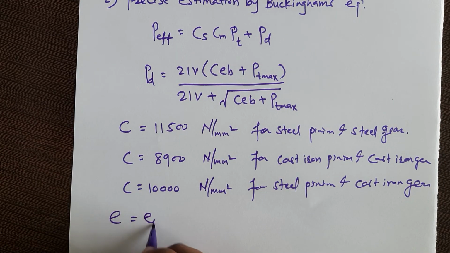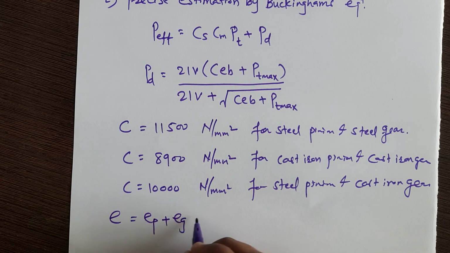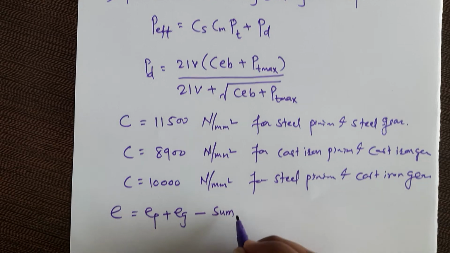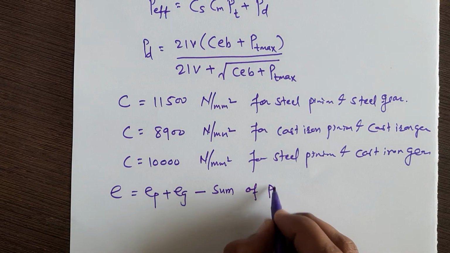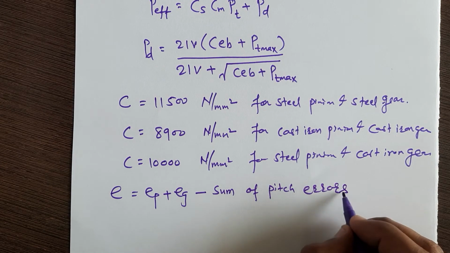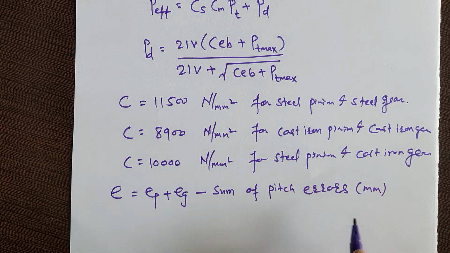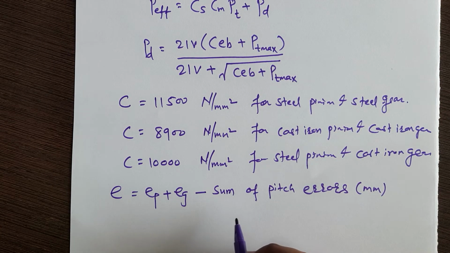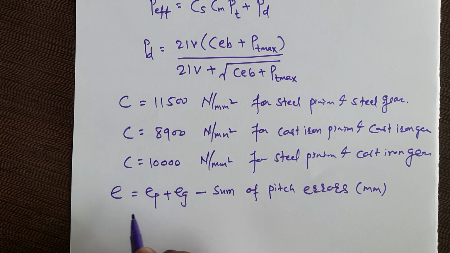Sum of pitch errors, EP plus EG, in mm you have to substitute here for E. Okay, and E is nothing but EP plus EG. The formulas for E, pitch error, are the same as we have already discussed in spur gear and helical gear also.